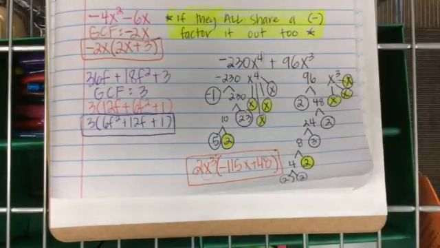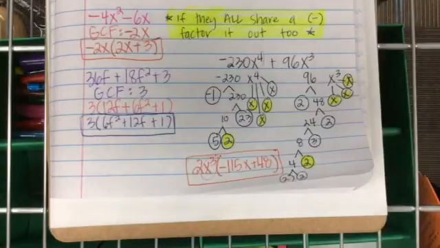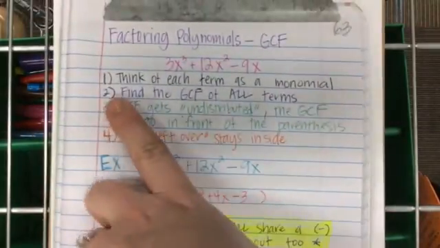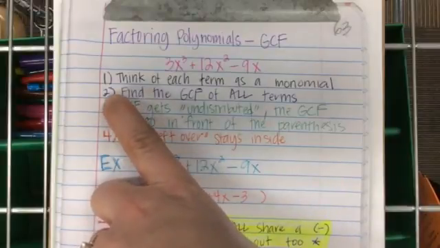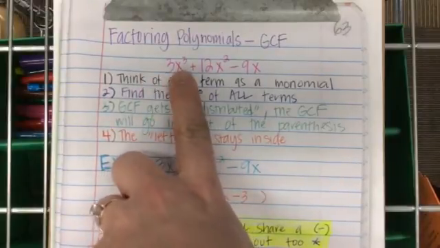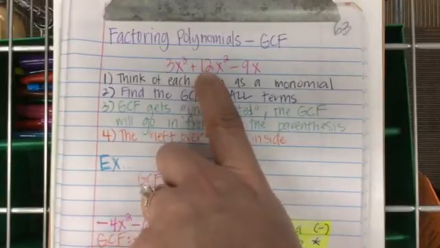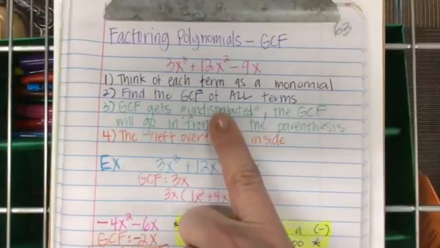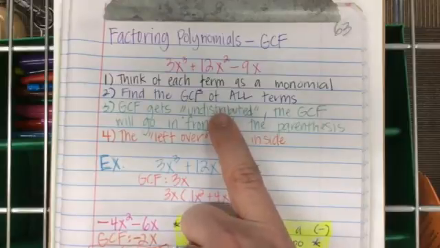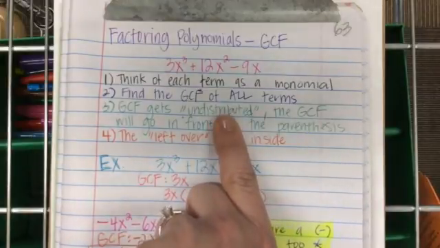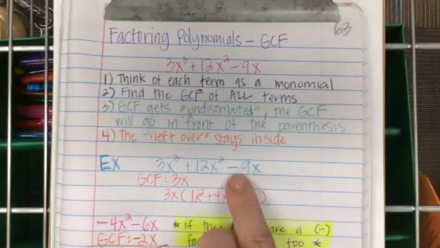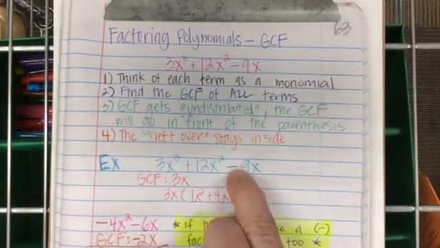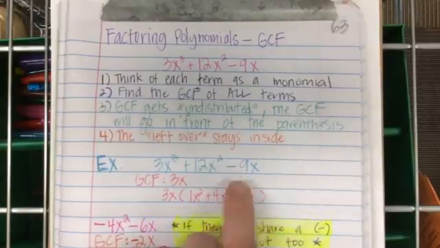We undistributed. We factored it. To factor, think of each term as a monomial. Look at each one separately: 3x to the third, 12x squared, and negative 9x. Find the GCF of all terms. That GCF goes in front. We're undistributing, so we divide across. Whatever you get as the answer to your division is what stays inside.